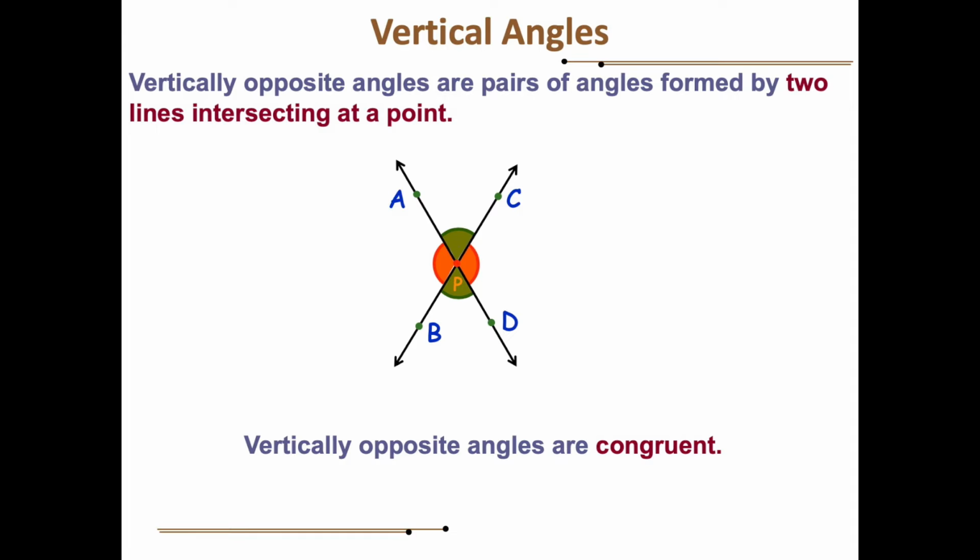Vertical angles, or vertical opposite angles, are pairs of angles formed by two lines intersecting at one point. The vertical opposite angles are congruent.